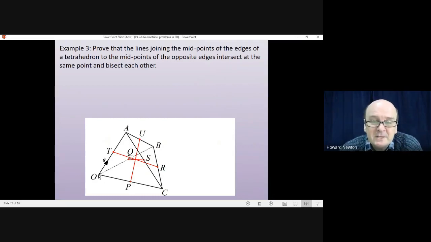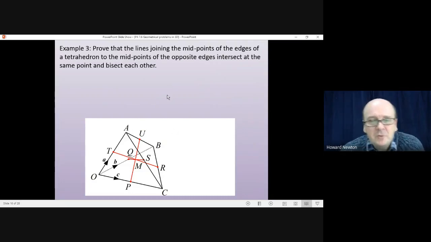I'm going to call a vector from O to A, as we normally would do, as is conventional. The vector from O to B we'll call B, and the vector from O to C we'll call C. And we're going to be assuming that these diagonals do intersect at the same point, and we'll call that point where we believe they intersect the point M.